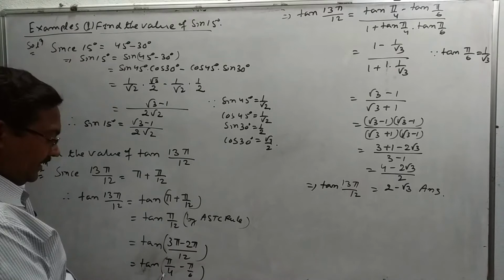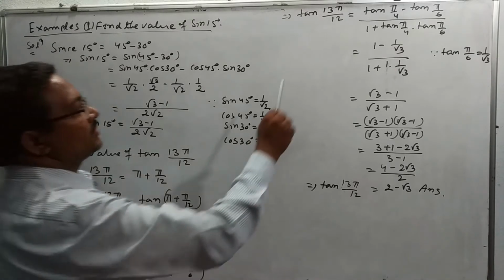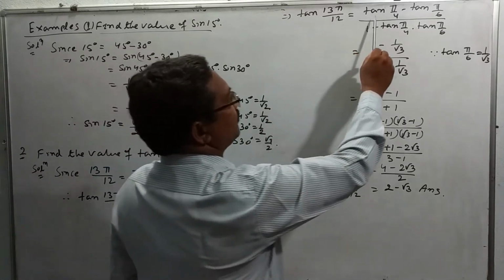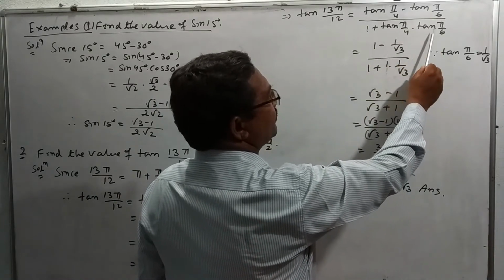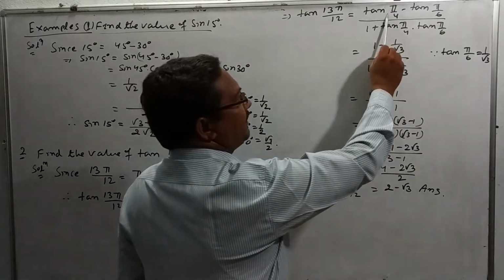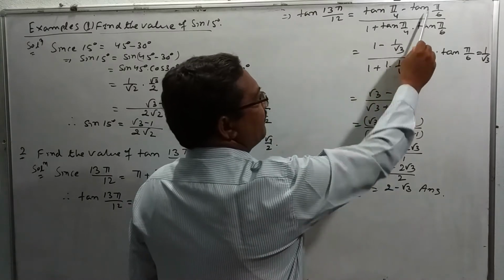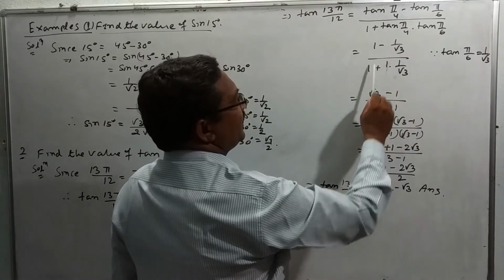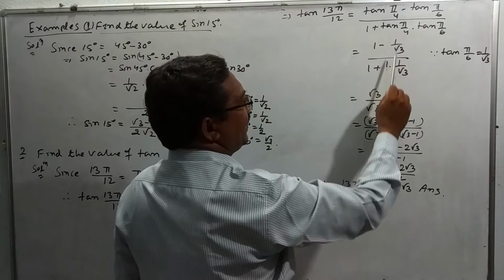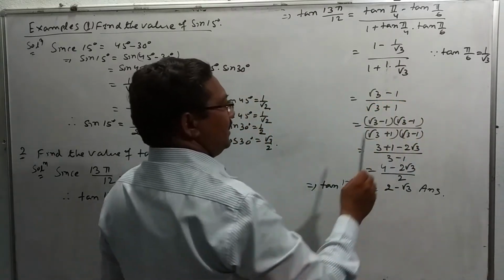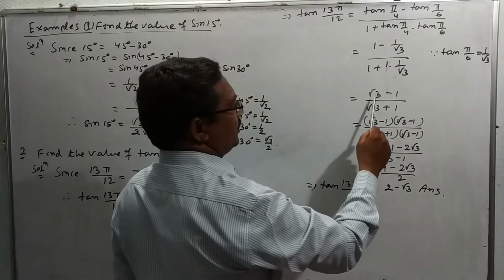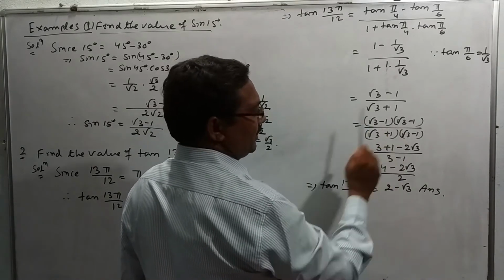So we separate it as tan (pi by 4 minus pi by 6). We put here the tan(A minus B) formula. So tan pi by 12 equals (tan pi by 4 minus tan pi by 6) by (1 plus tan pi by 4 into tan pi by 6). Tan pi by 4 is 1, tan pi by 6 is 1 by root 3. After simplification, we get (root 3 minus 1) by (root 3 plus 1).